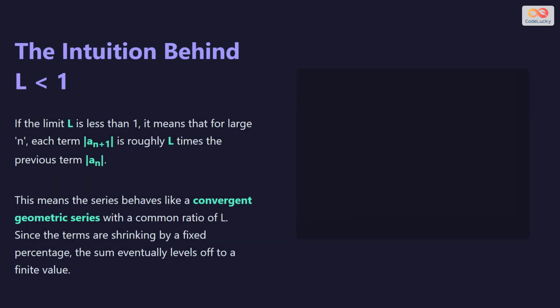So, why does the series converge when L is less than 1? The reason is that if this limit is a number smaller than 1, it means that eventually, each term in the series is a fraction of the previous term. This forces the terms to get smaller and smaller, shrinking towards 0. This behavior is very similar to a geometric series with a common ratio less than 1, which we know always converges. The terms shrink fast enough that their sum adds up to a finite number.